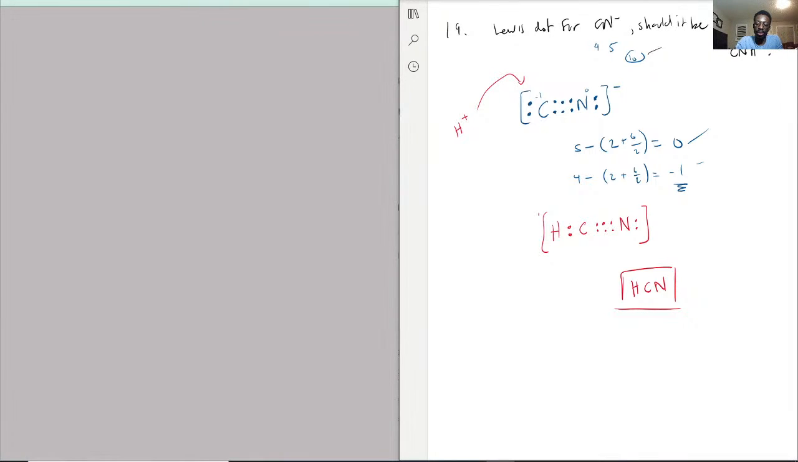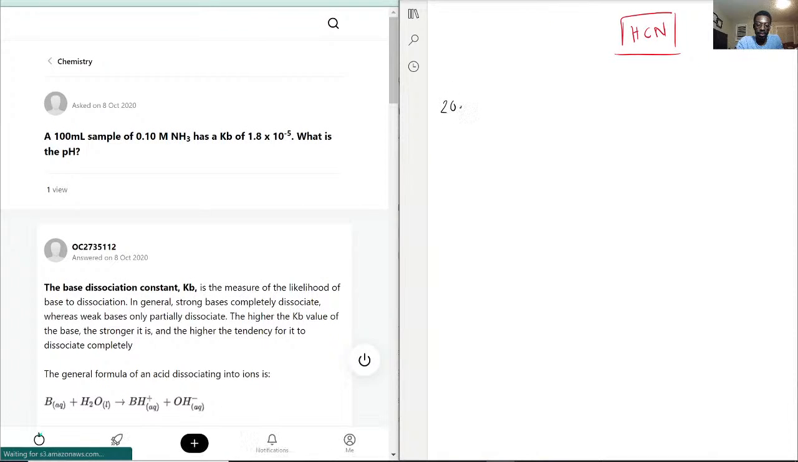So let's move on to question 20. A 100 mL sample of 0.10 moles of NH3 has a Kb of 10 to the -5. What is the pH? Nice. So this one is a multi-step question where we do need ICE tables and also need to make sure we know what we're solving for here. But first, let's just simply write down what the formula is.